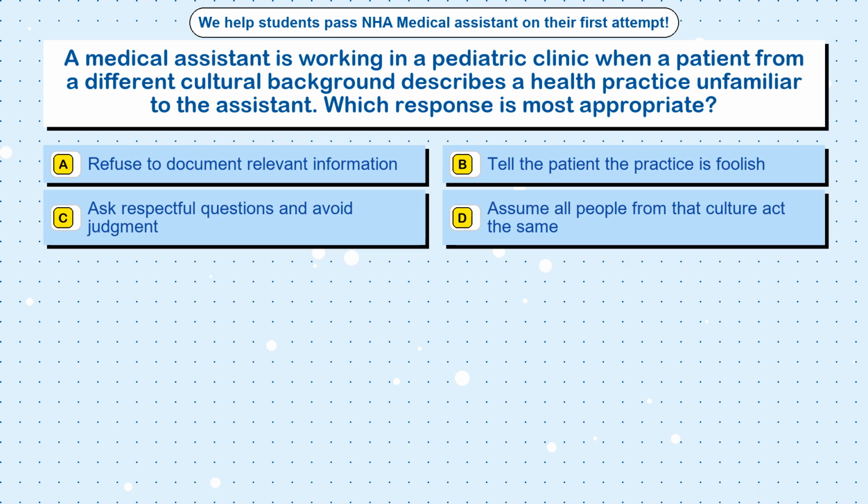Question 9. A medical assistant is working in a pediatric clinic when a patient from a different cultural background describes a health practice unfamiliar to the assistant. Which response is most appropriate? Option A, refuse to document relevant information. Option B, tell the patient the practice is foolish. Option C, ask respectful questions and avoid judgment. Option D, assume all people from that culture act the same.